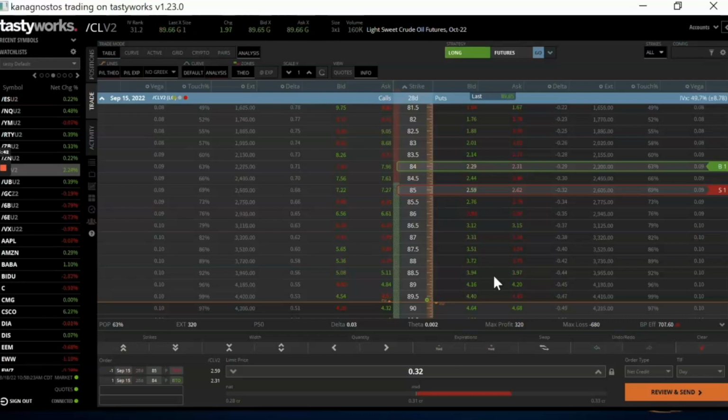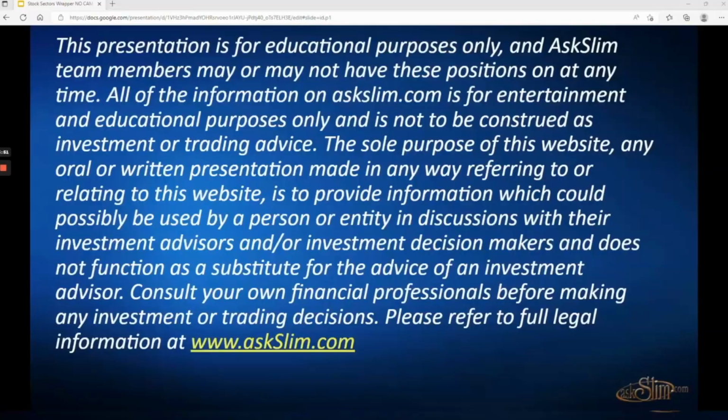I'll post an option strategy trade sheet on the website as well as on the Discord server with some additional strategies that would be appropriate based on the analysis.